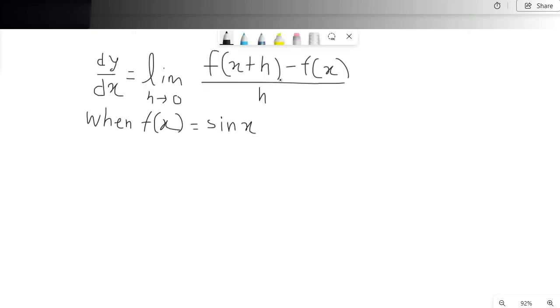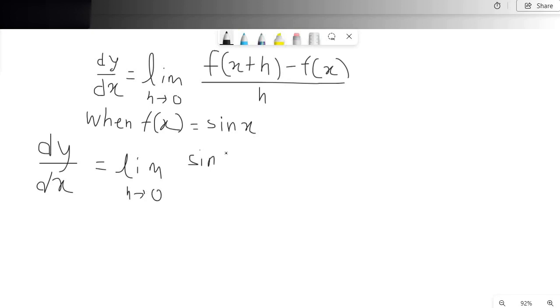So now let's move on to the differentiation of trigonometric functions. If you remember from our first video where I have shown you how you can differentiate from first principles using the formula dy by dx is equals to limit of h tends to 0 function of x plus h subtracted with function of x whole divided by h. So when function of x is equals to sine x, we have dy by dx is equals to limit of h tends to 0.